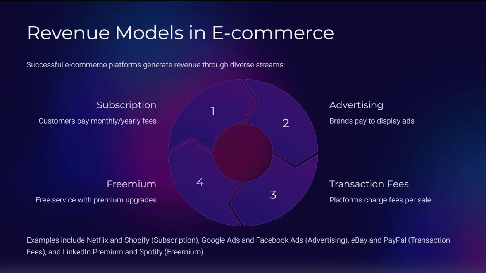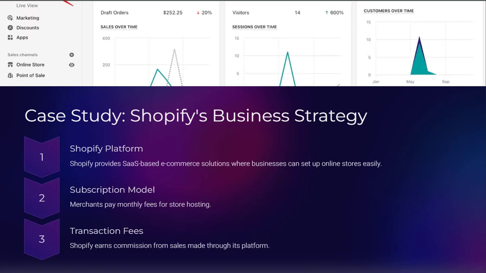Customers pay monthly or yearly fees. In advertising, brands pay to display ads. For transaction fees, platforms charge a fee per sale, right? And also freemium: a free service with a premium upgrade, right? Examples include Netflix and Shopify for subscription, Google Ads and Facebook Ads for advertising, eBay and PayPal for transaction fees, and LinkedIn Premium and Spotify for freemium, right? So different models generate different streams, or different sources, of revenue, right? And revenue is the key to survival, growth and success in e-commerce, right?